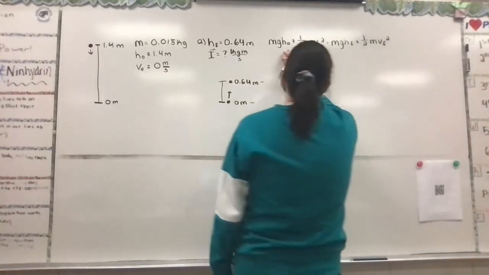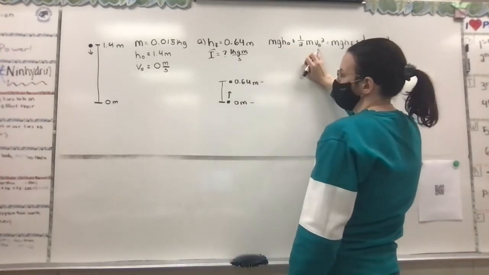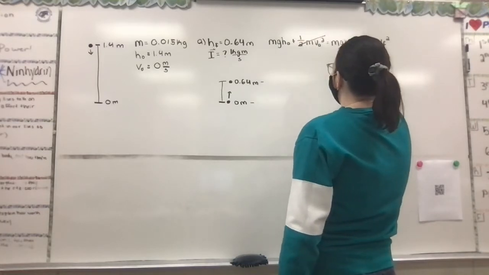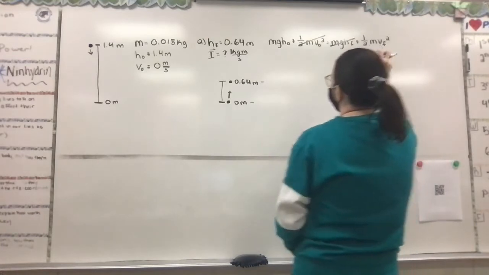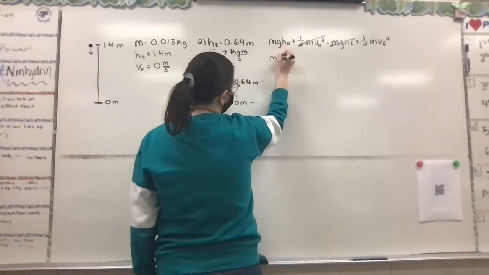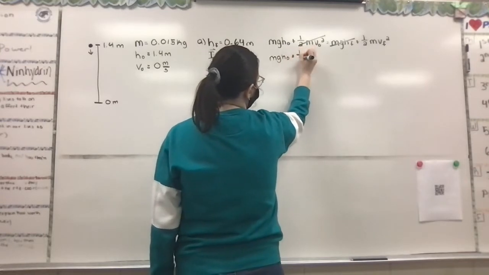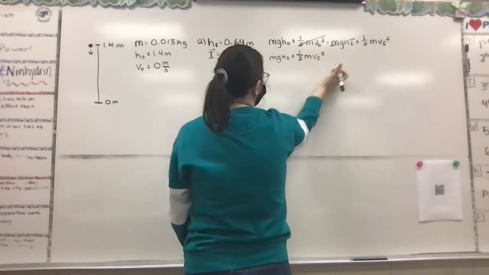So that means we have an initial height. Do we have an initial velocity? 0, right? So we can cancel that. And it's falling to 0 meters. So we can cancel that. And we're going to look for the final velocity down at the bottom. So we'll have that mgh naught is equal to 1/2 mv final squared.